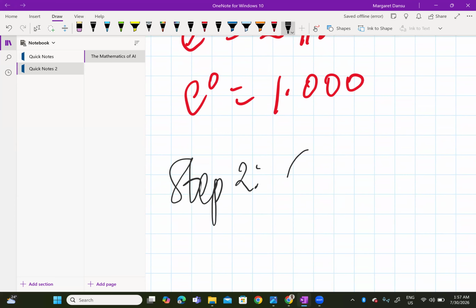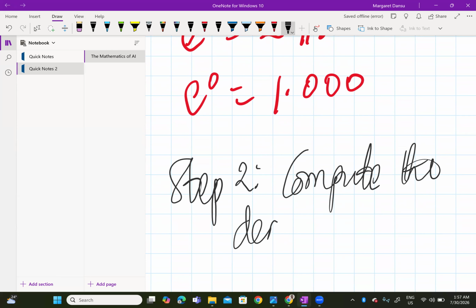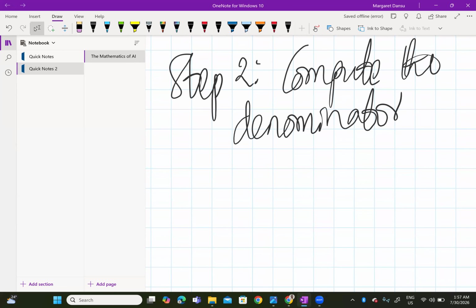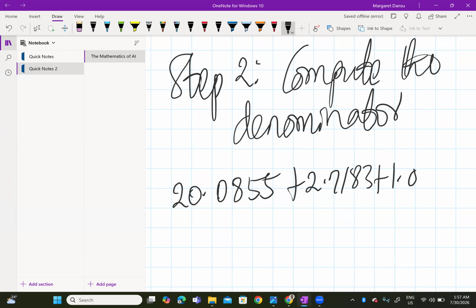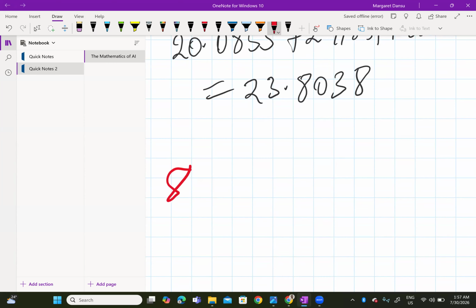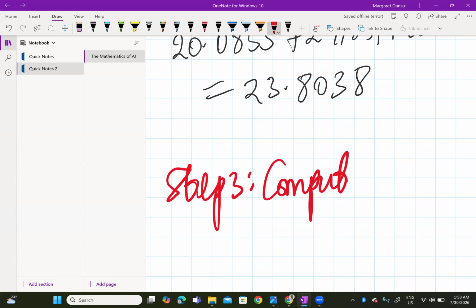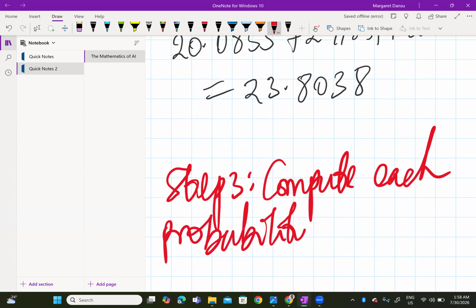So if that is the case, we move on to step 2. In step 2, we compute the denominator by adding up all of these things. So that means we have 20.0855 plus 2.7183 plus 1.000, which is all equal to 23.8038. So with that done, we move on to step 3. In step 3, we compute each probability.